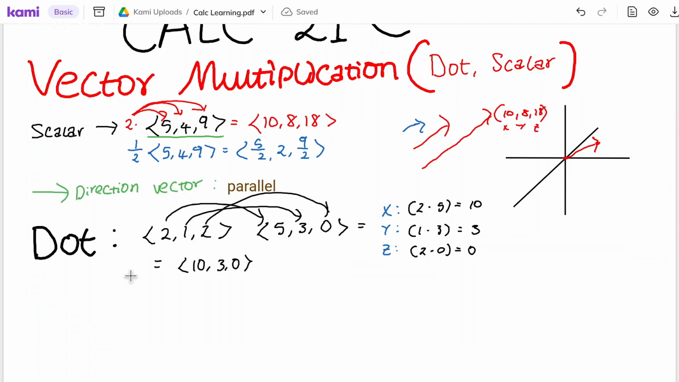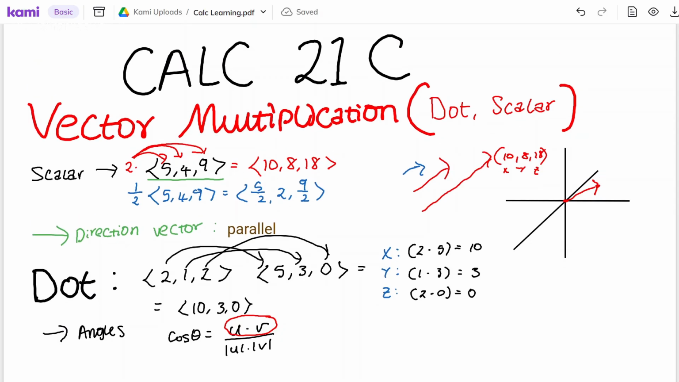Later on I can make a video about the uses of dot products in the future, and later on in the class you find out that it's used to find angles. There's a formula for angles where cosine of theta is equal to u dot v, this dot product, over the length of u times the length of v. That's how you find angles, and that's the majority of the time what you're going to be using dot products for in this class. So that is the dot product and scalar multiplication and their applications.